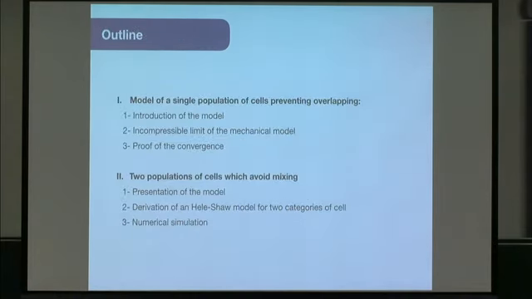So what I'm going to present today is separated into two parts. First, I'm going to present a model with a single population of cells, which prevents overlapping between the cells. And then we're going to show that this model at the limit converges toward a free boundary model. Then I'm going to present a model with two populations of cells, which avoid mixing. And then we are going to see what could be the limit for this kind of model, and I'm going to show you some numerical simulations.